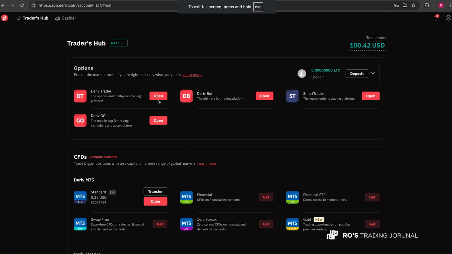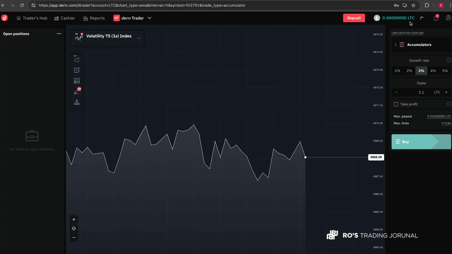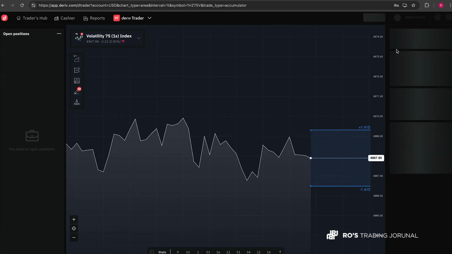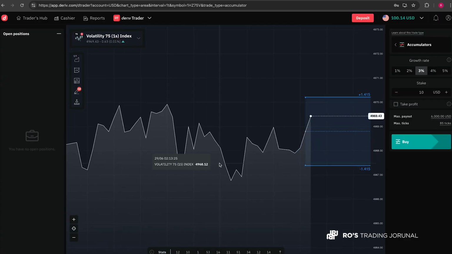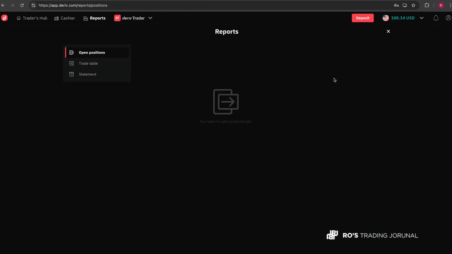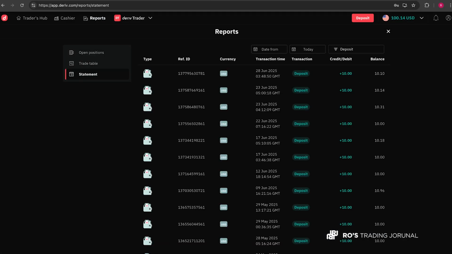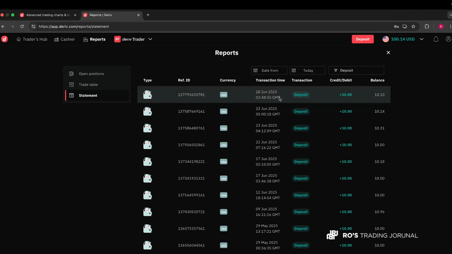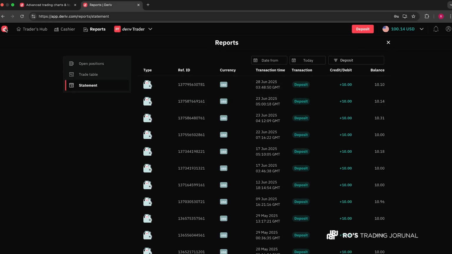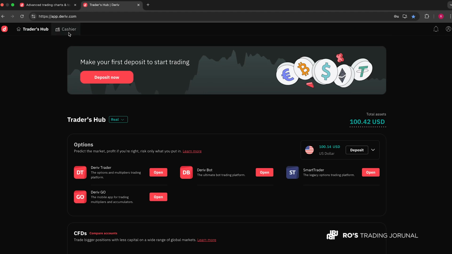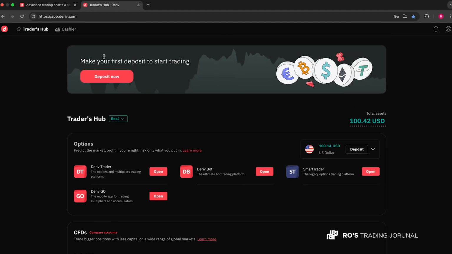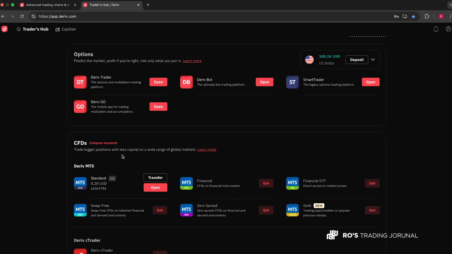So this is my live account. Transfer it to real account. And just to be transparent, I'm going to reports, statements, deposit. Today is the 28th. I deposited on the 28th, as you can see here. Deposited $10, right?